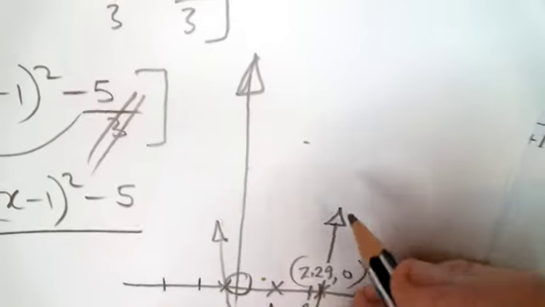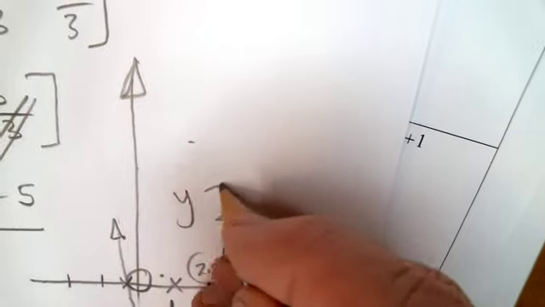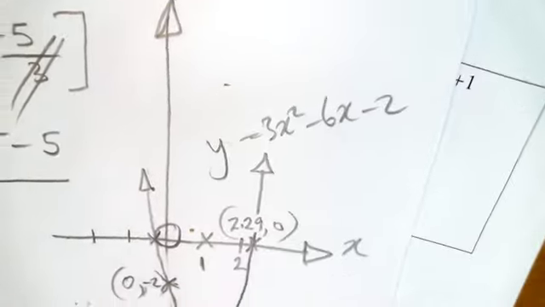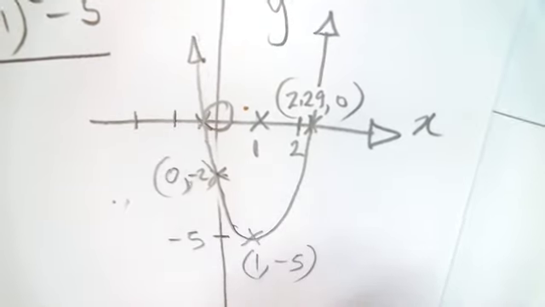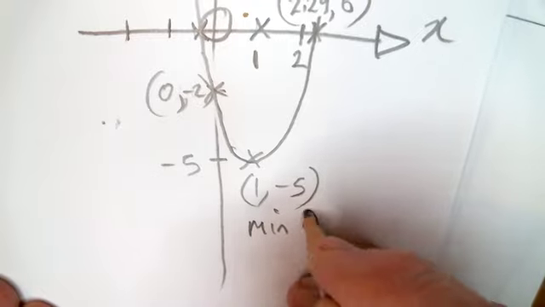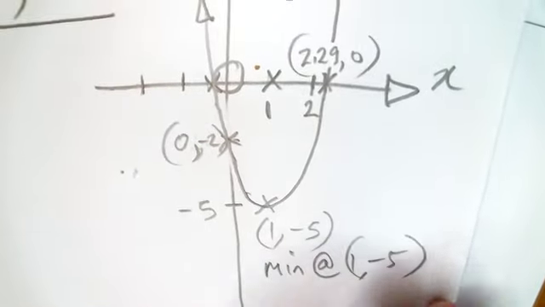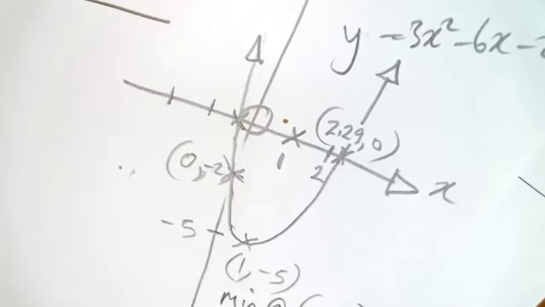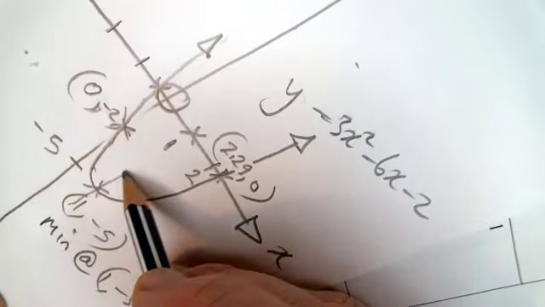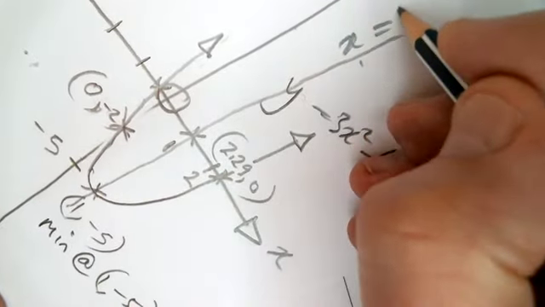Okay, so the graph now, and you want to say y is equal to, and I'm going to say 3x squared minus 6x minus 2. And there is our parabola. And you probably want to say this is a minimum at 1, negative 5. And you could, if you want, say the line of symmetry. The axis of symmetry here is x equals 1.